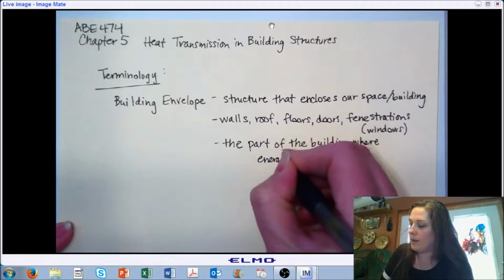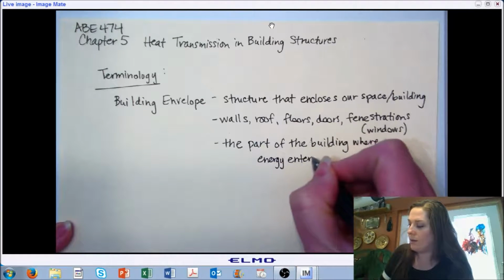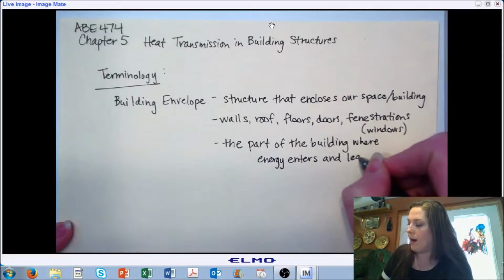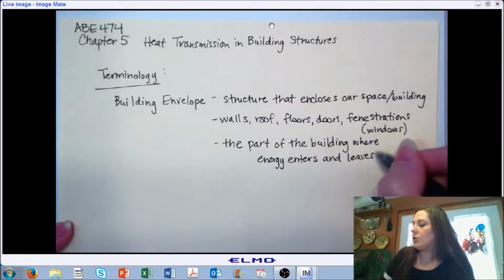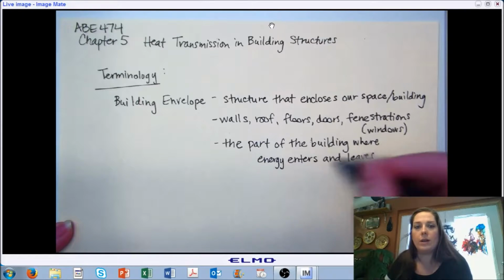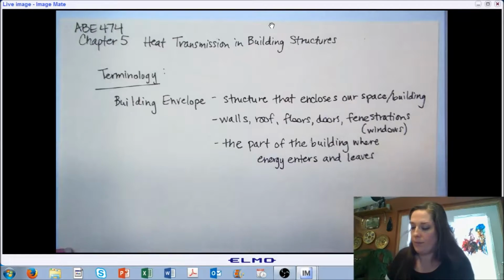We've already said that we bring some energy in with our ventilation air. The air that we're moving around, the moist air, has properties, so enthalpy, which is energy, and that can be carried in and out. The structure itself is another part of the building where energy crosses in and out of the building.